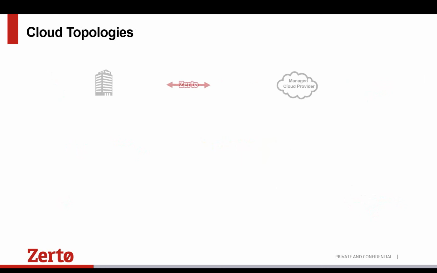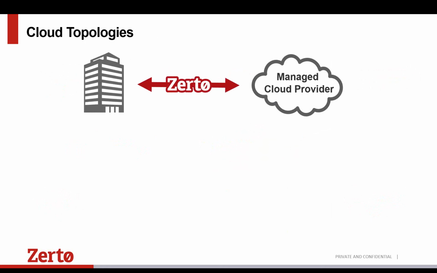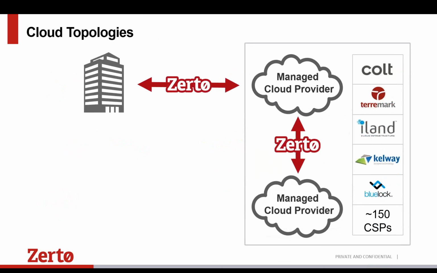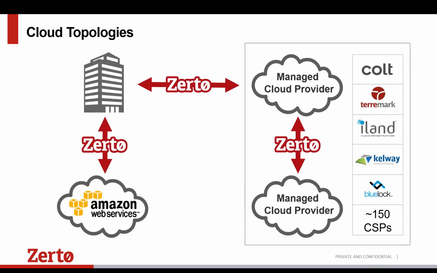For cloud topologies, in Zerto 4.0, we'll support replication from your on-premise site into a managed cloud provider. And here are just a few of the examples, but you can see there's up to 150, and if you go on our website, you can certainly find a high number of those. Our managed cloud providers also use Zerto to replicate inside their cloud if you don't manage your own VMware infrastructure, for example. And then in Zerto 4.0, we're also going to add support for replication directly from your on-premise environment, whether it's VMware vSphere or Microsoft Hyper-V, up straight into Amazon Web Services.